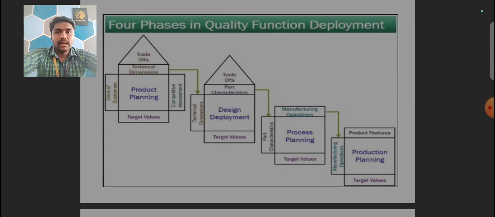In product planning, the contributions to be carried out are the voice of the customer, target values, competitive assessment, and technical dimensions, which is nothing but the trade-off factor. If we are planning a product for production, we have to find the customer expectation in a commercial manner. We have to consider every aspect and every stage of the customer, from childhood to old age. We have to collect data on the product which is required by the customer.